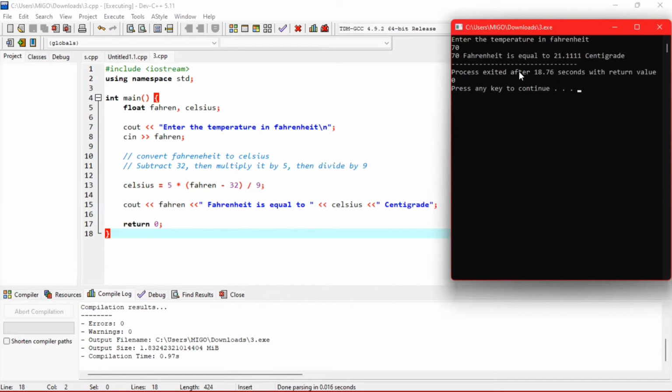After running the program, we are asked to enter a value for the temperature in Fahrenheit degrees, where we enter 70. After processing the program and using the conversion formula (F minus 32) times 5 over 9, we get 21.111 centigrade.